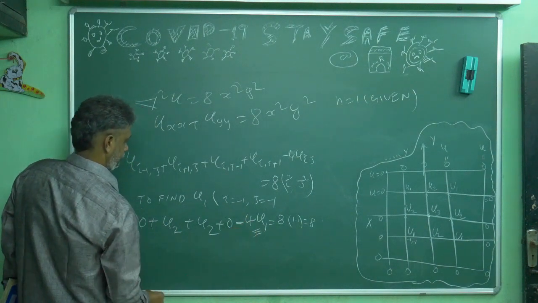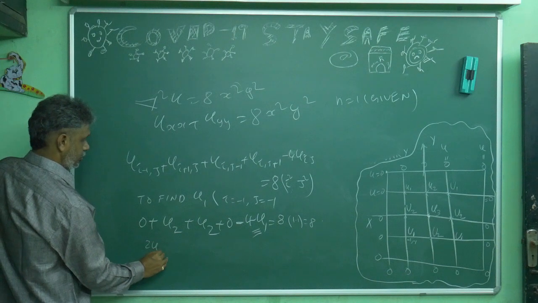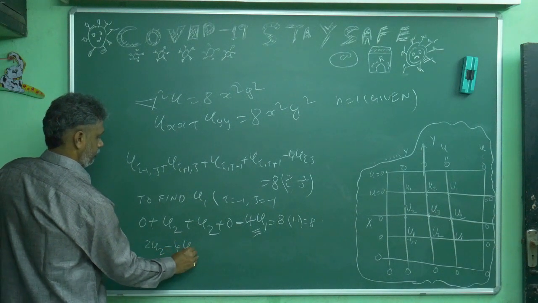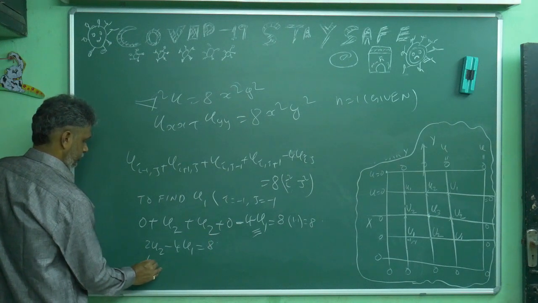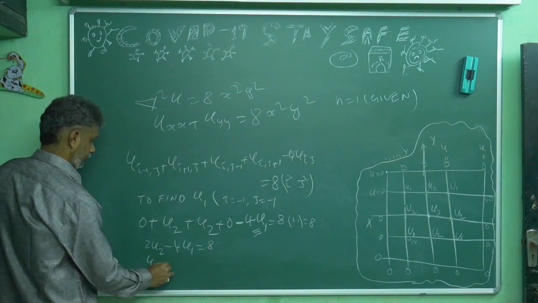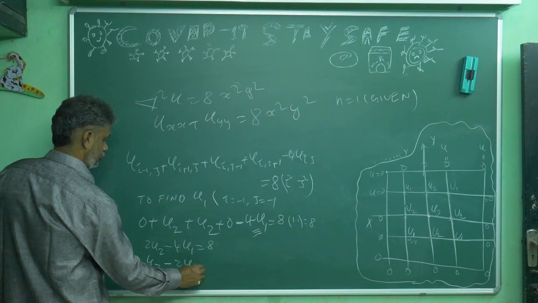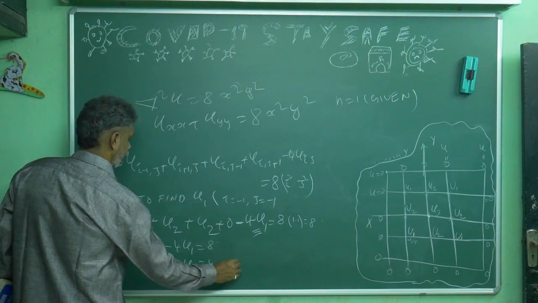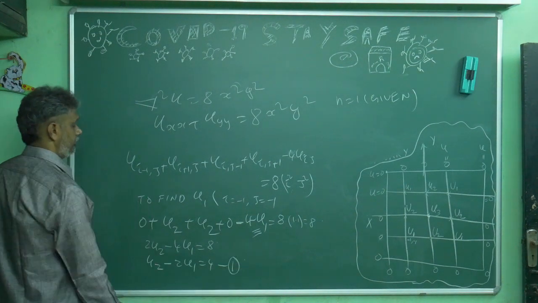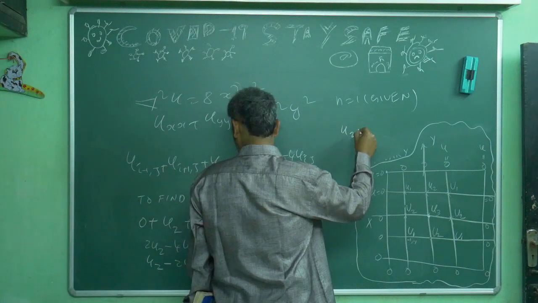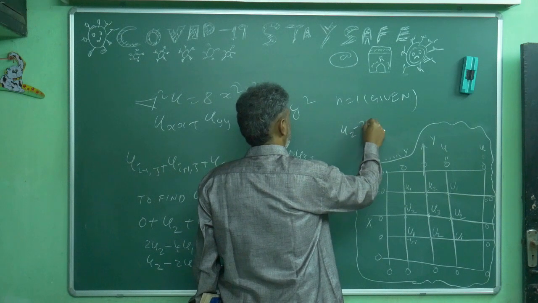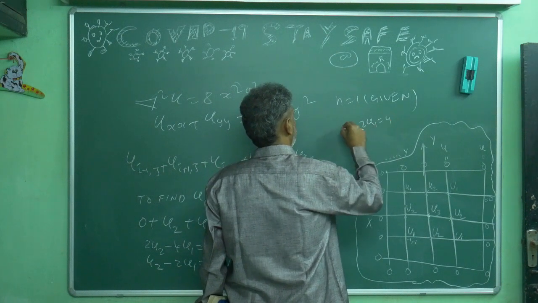Now first equation, what you got? 4u1. 2u2 minus 4u1 is equal to 8. If you cancel, u means what? u2 minus 2u1 is equal to 4. This is equation 1. Keep one side. u2 minus 2u1 is equal to 4.